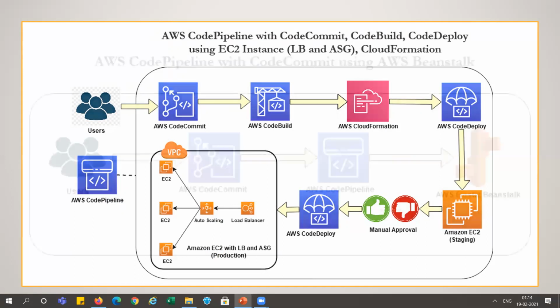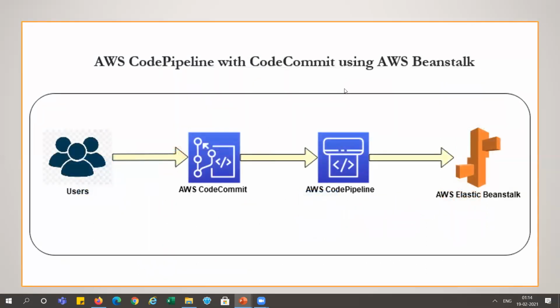So in the next one, we will use AWS Beanstalk, and with Beanstalk we will use only CodePipeline and CodeCommit. Directly, the user will check in the code in CodeCommit, and using the AWS pipeline we will deploy the built code directly to AWS Beanstalk.